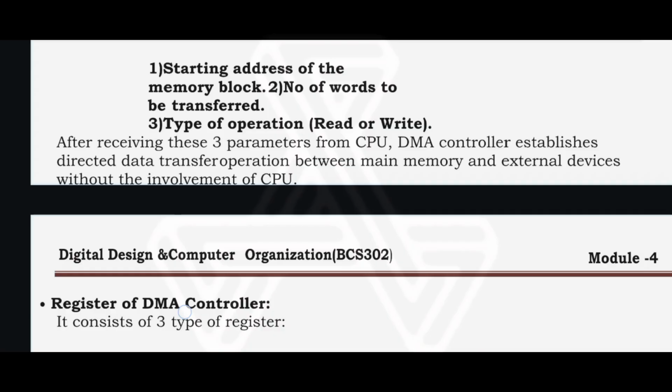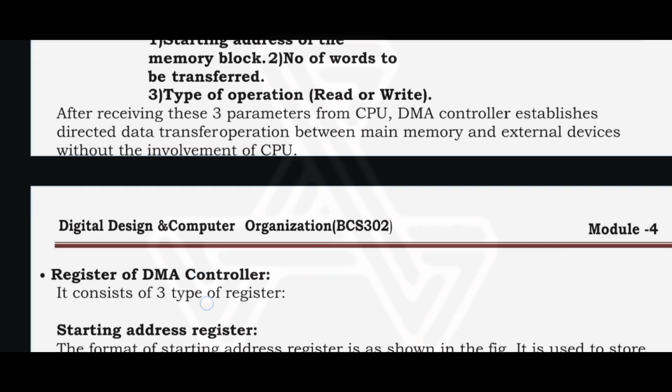Starting address of the memory block, number of words to be transferred, type of operation, read or write. After receiving these three parameters from the CPU, the DMA controller establishes a direct data transfer operation between main memory and external devices without the involvement of the CPU.